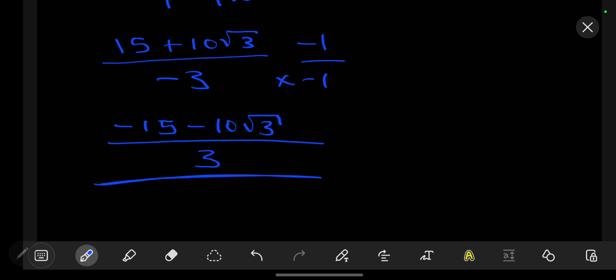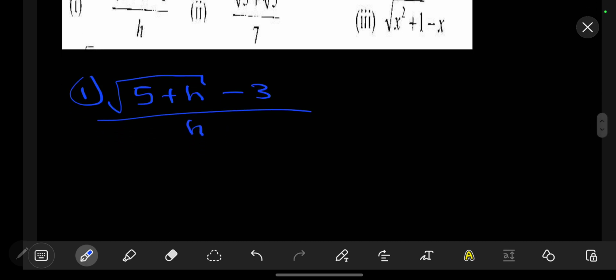Let's look at now rationalizing the numerator. Rationalizing the numerator simply means we don't want the radical, the square root, on top. So we are going to have our first problem. It says that we have the square root of 5 plus h, then we have minus 3 over h like that.